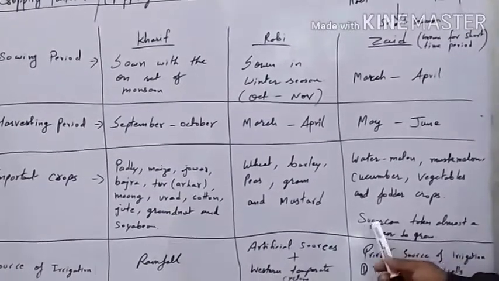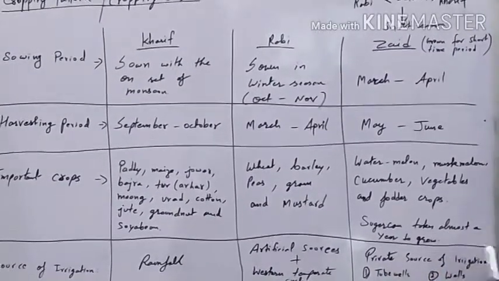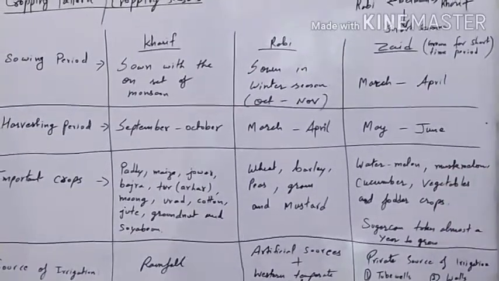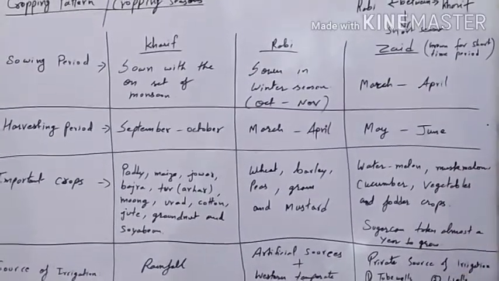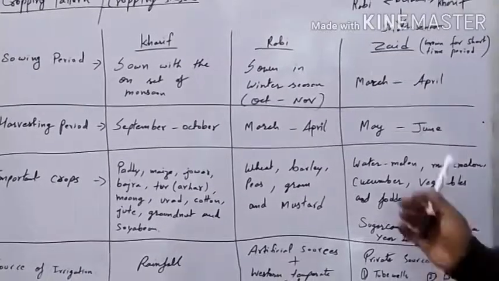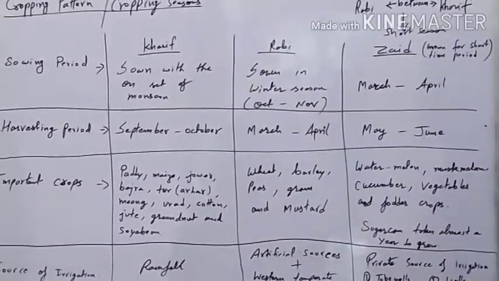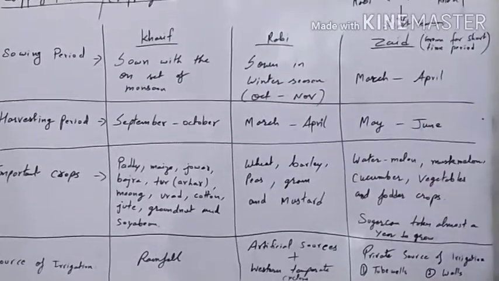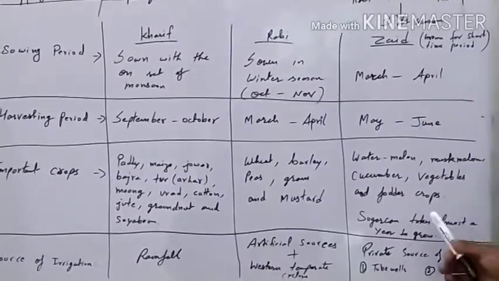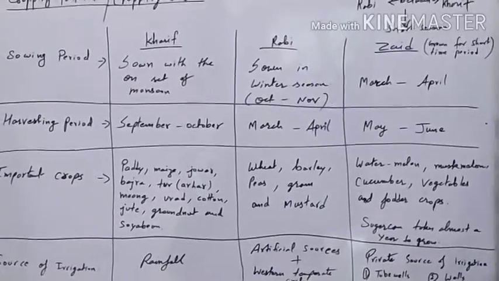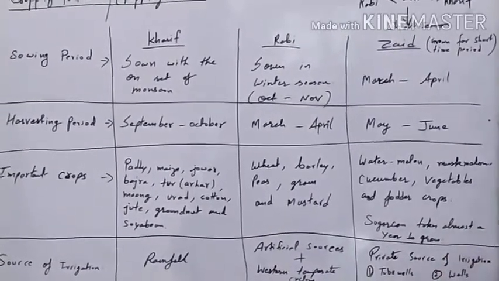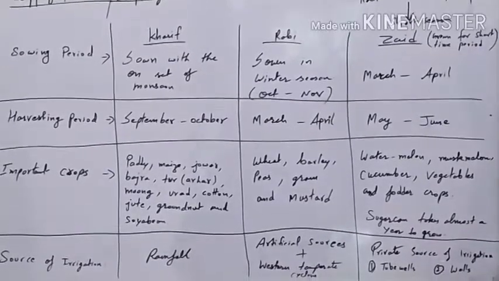And another one, sugarcane, takes almost a year to grow. You know that sugarcane is also grown in this season, but since it takes almost a year to grow, why are we not considering it a Kharif or Rabi crop? Because the sowing period of sugarcane lies in the Zaid season. That is why we say that it is a Zaid crop, though it takes almost a whole year to complete its growing process.